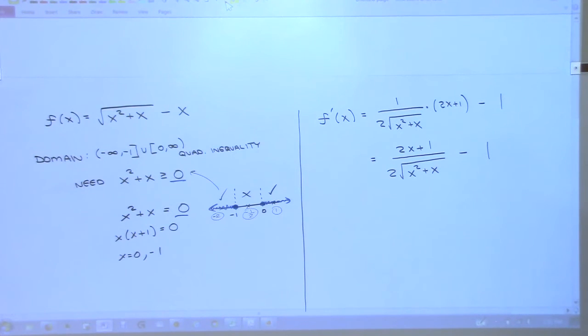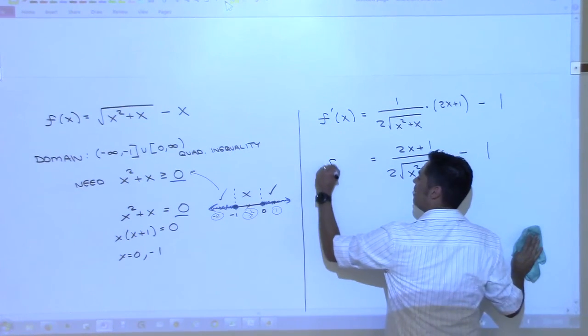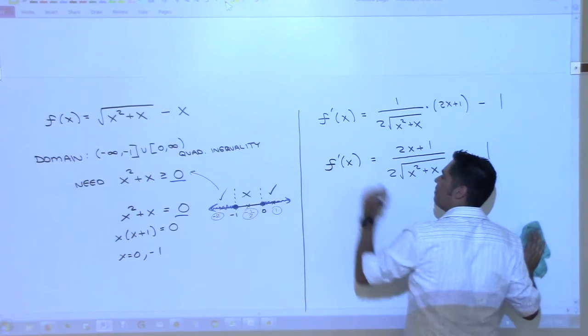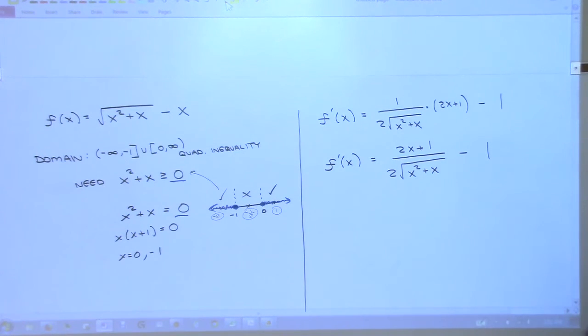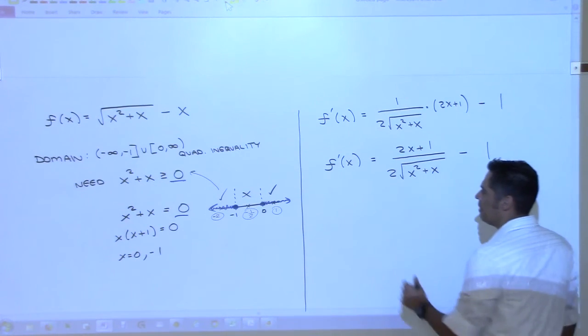That's it, right? That's our first derivative. We will need to set that equal to 0. But for now, let's just let it sit here, and let's go ahead and get the second derivative now. All right, second derivative I think is going to be messy.